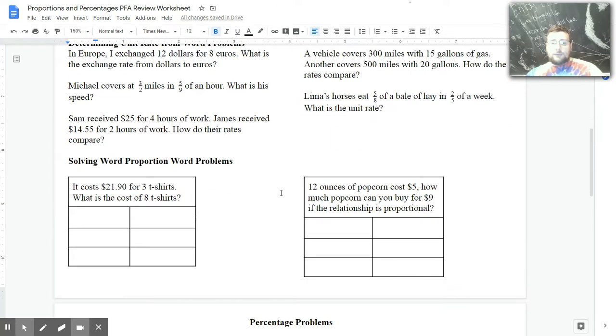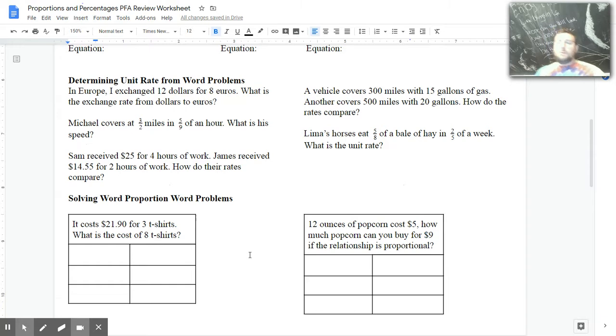The last skill we have to go over here is how to go from a word problem that is a missing value problem to a solution. We did a video on this already, but I'm going to practice it again. So here we have two types of problems. Try them before I reveal the answers.